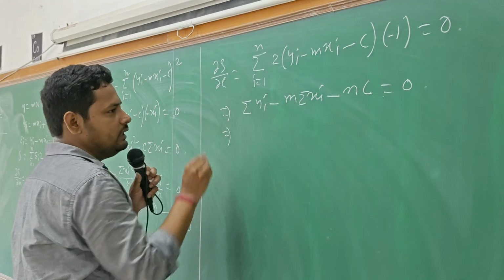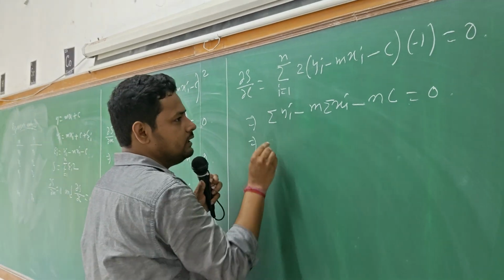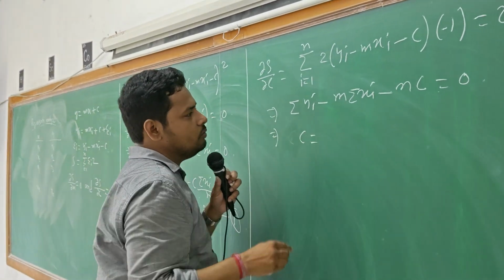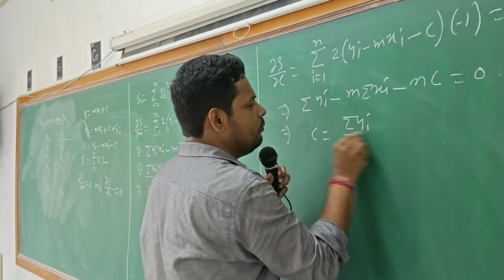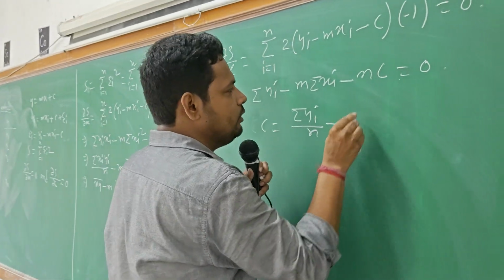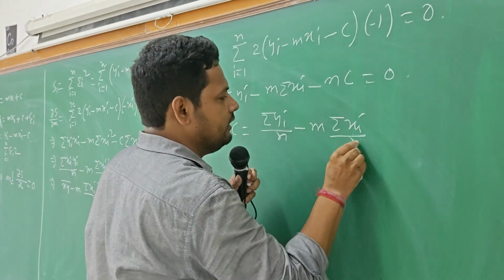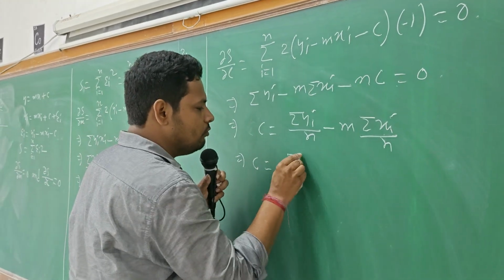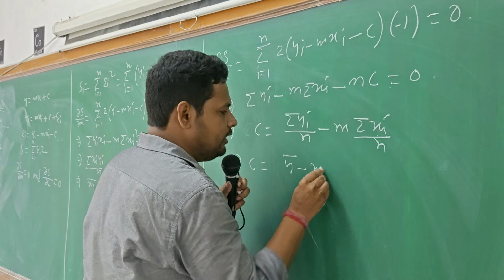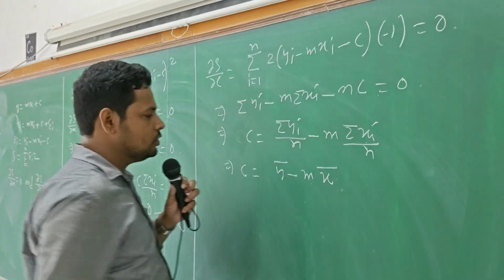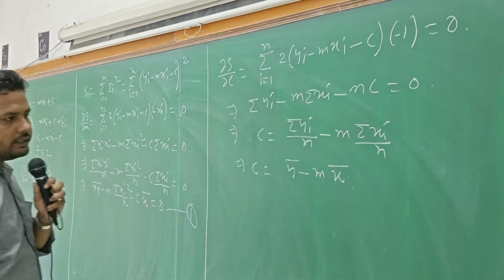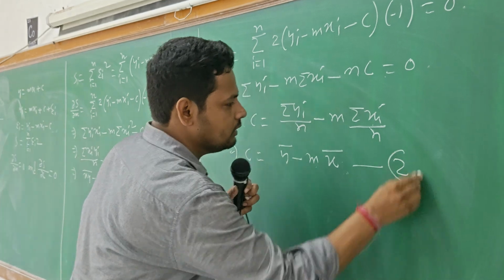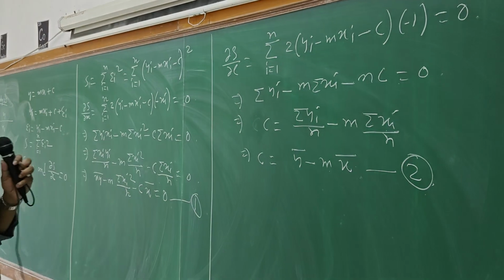So ultimately what we get? So c is equal to summation yi by n minus m into summation xi by n. So ultimately we get c equal to mean value of y minus m into mean value of x. So this is the second condition for the value of m and c.